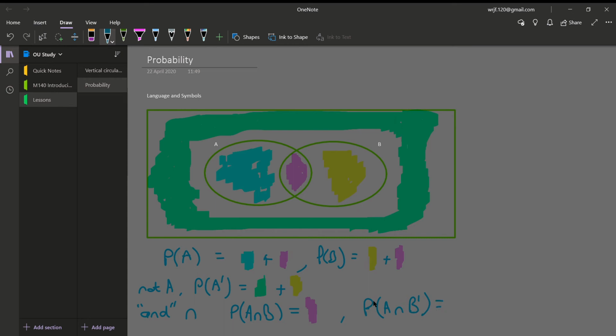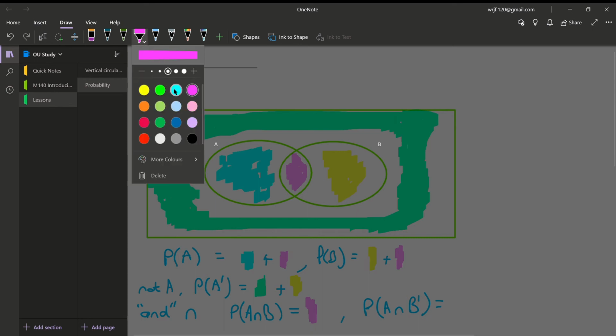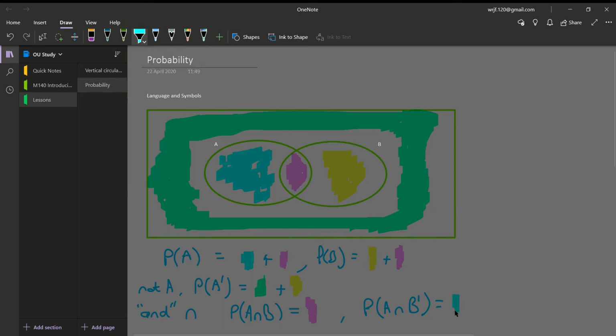And there's only one part which is both in A and outside B, and that is the section that I've shaded in blue. Which blue was I using? Was it that one? I think it was that one, wasn't it? Yeah, that one. So that section there would be the bit represented by A and not B.